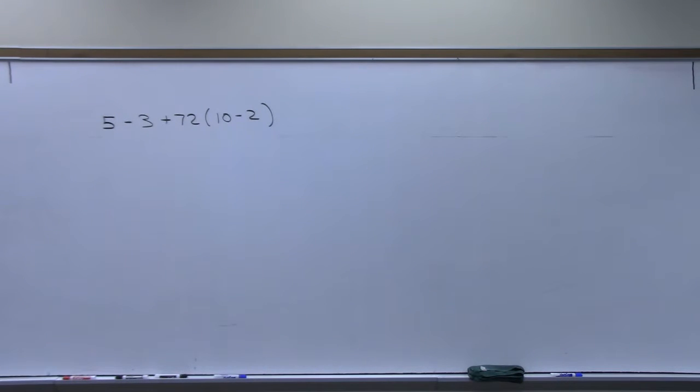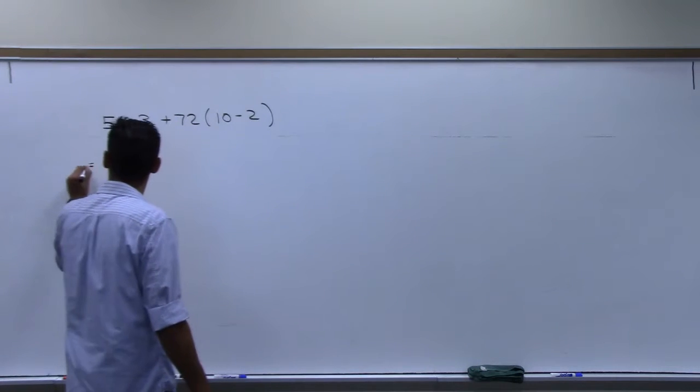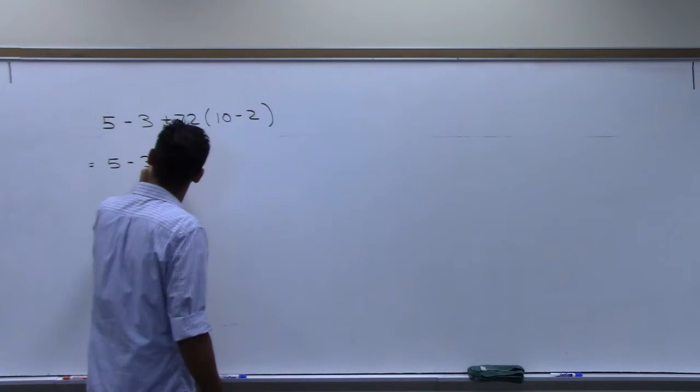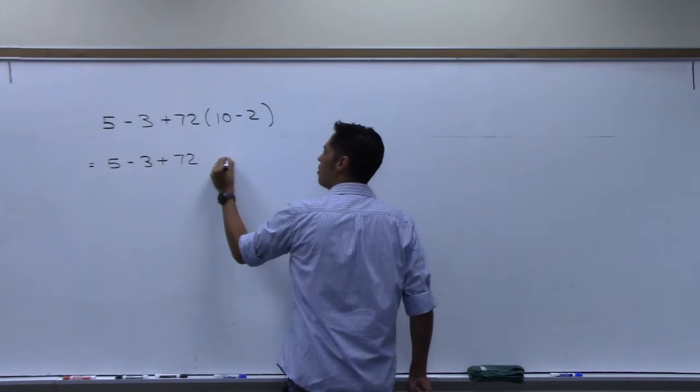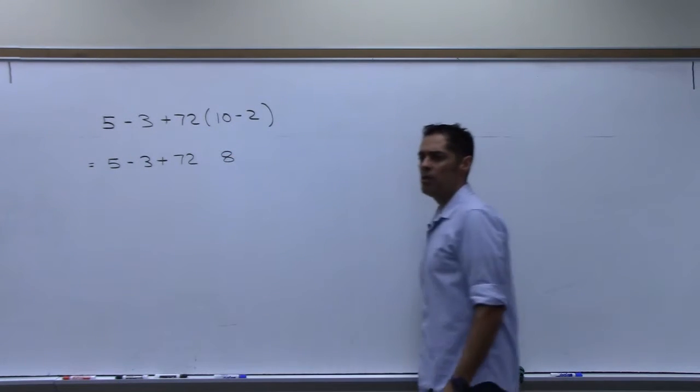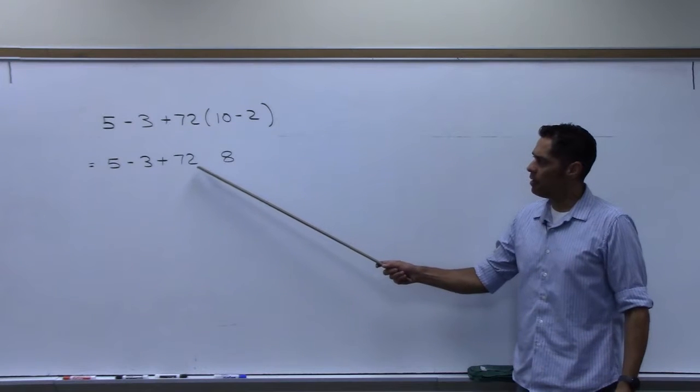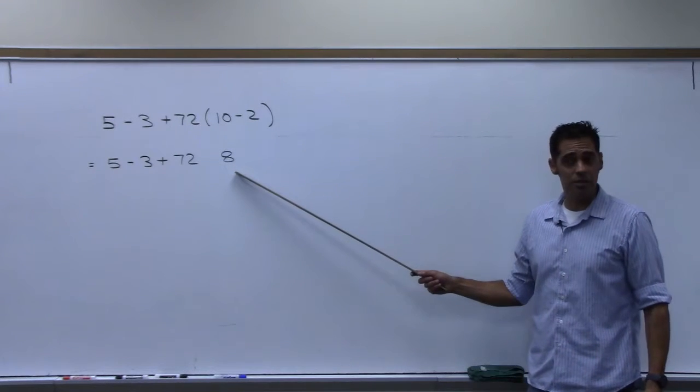10 minus 2, because it's in parentheses, right? So I always want to start with anything that's in parentheses first. If there's something in there I can do, I do it. So I'm going to say this equals 5 minus 3 plus 72, and then this is going to turn into 8, right? So I put an 8 here, and my question to you is, what is the operation occurring between the 72 and the 8?